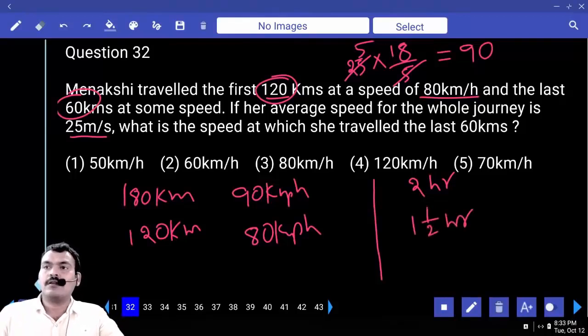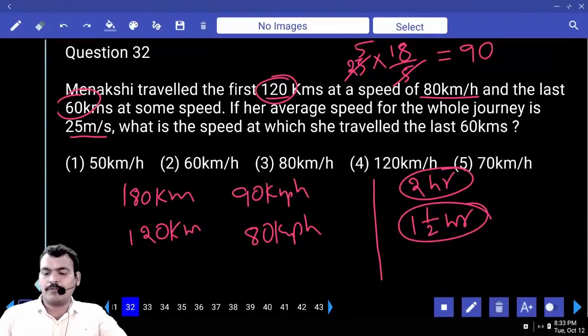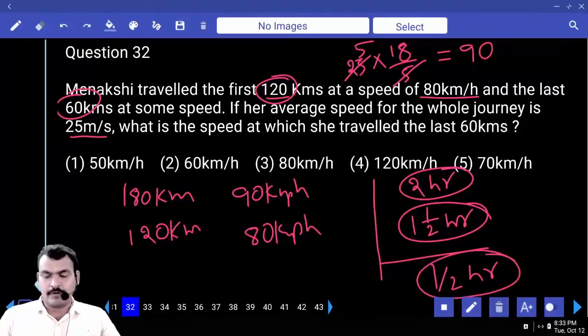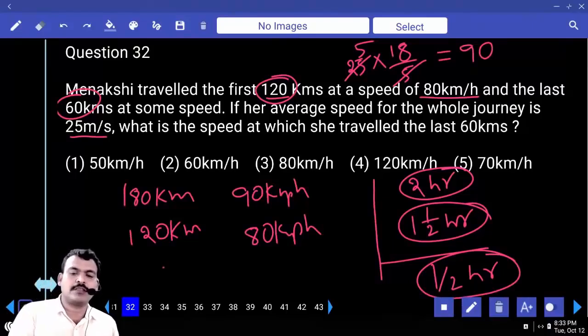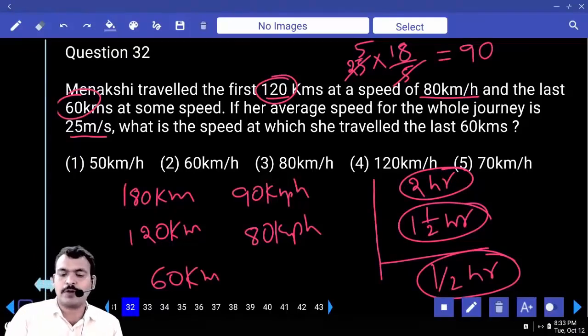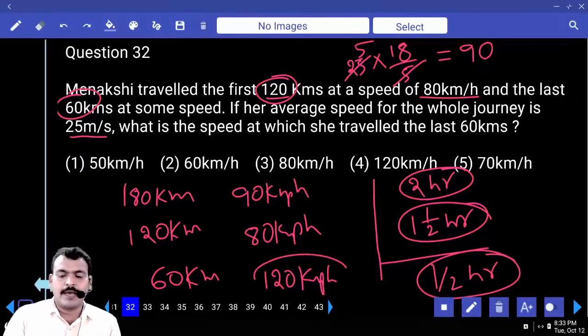1.5 hour or not? Next. What is the total time here? 2 hours. In that first case time? 1.5 hour. Obviously, the remaining time is half an hour or not? Remaining time is how much? Half an hour. But in half an hour, how much distance is covered? 60 kilometers or not? Half an hour, 60 kilometers means 1 hour, 120. Means the speed value is 120 kilometers per hour or not?